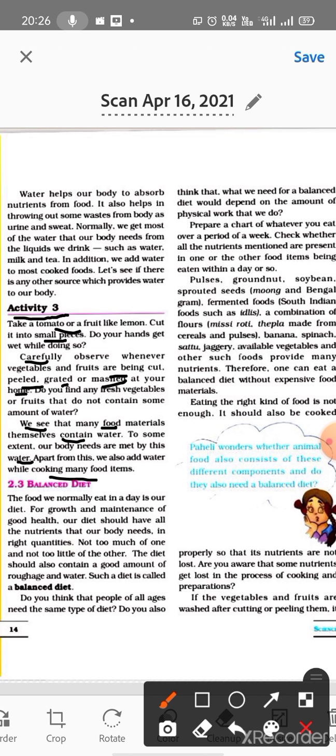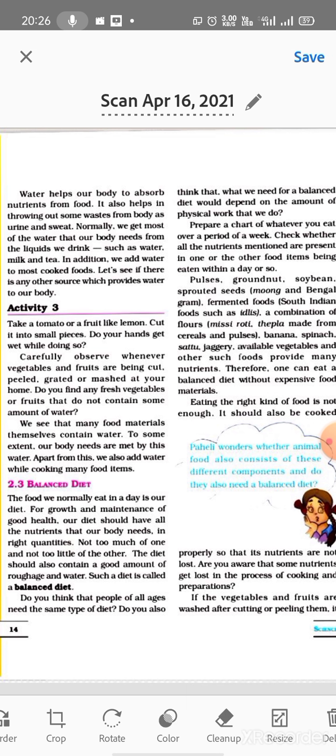And also they themselves contain water. Apart from this, we also add water while cooking many food items. So it is correct. We add water when cooking food items and that also goes in our body. Okay. So you have to conduct this activity number 3 at your home.